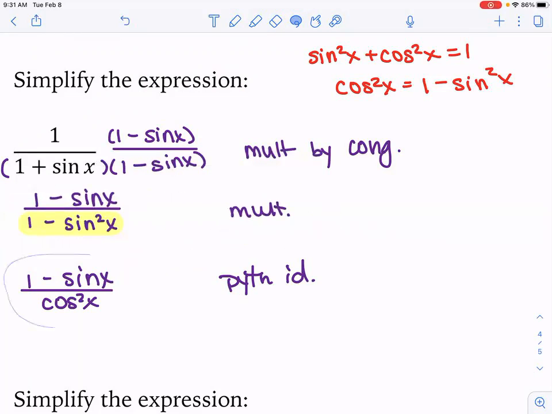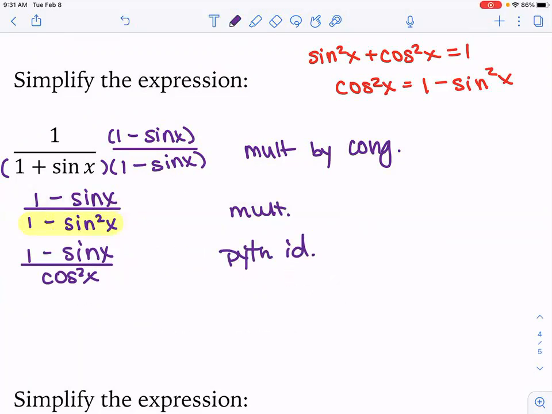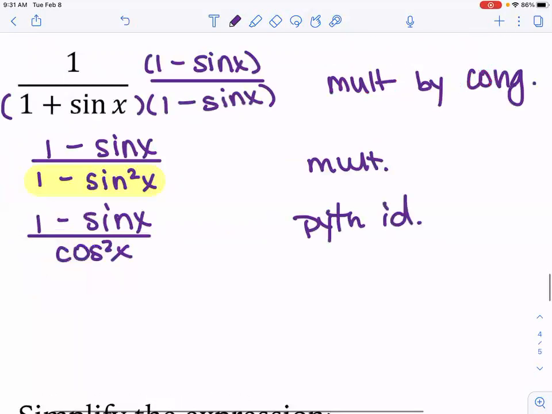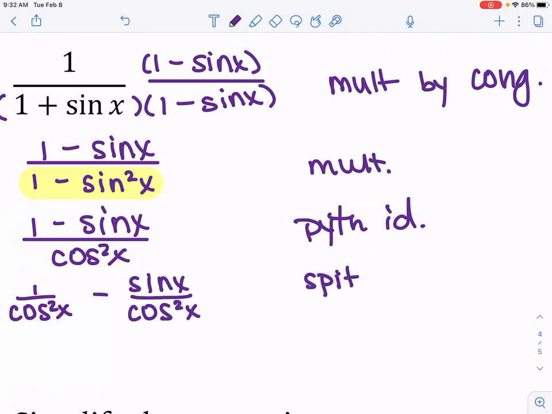What's wrong with that? Okay, well, now we only have one term in our denominator, and that's helpful because now we can do that splitting of the fraction. We can say 1 over cosine squared minus sine over cosine squared.